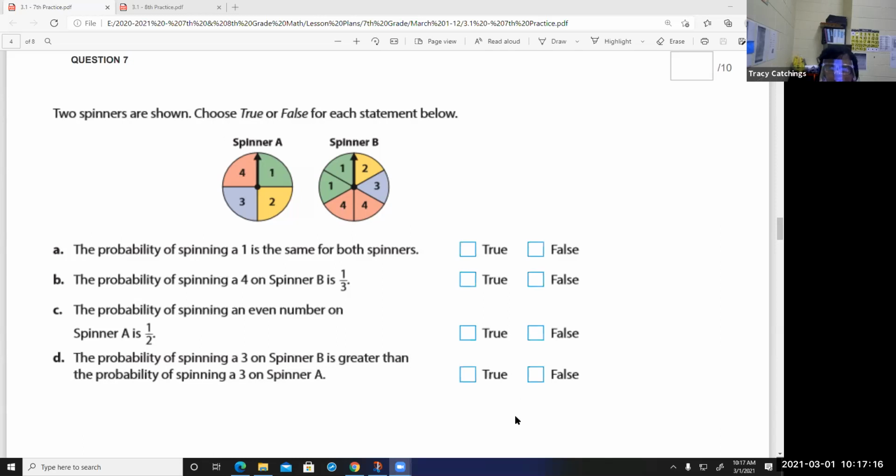All right, two spinners are shown. They said choose true or false for each statement below. All right, look at those statements. Look at A first. Somebody tell us if you're thinking true or false and tell us why.